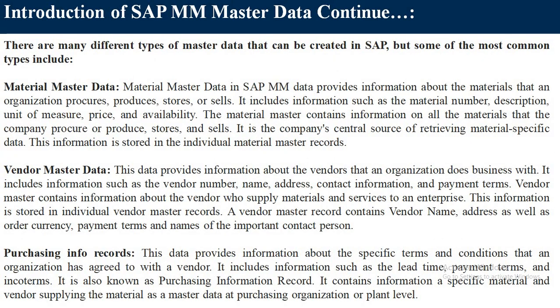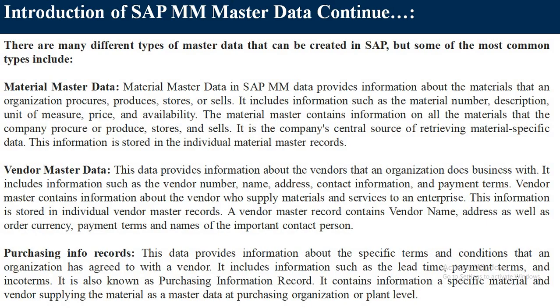What is material master? Material master data in SAP MM provides information about the material that an organization procures, produces, stores, or sells. It includes information such as material number, description, unit of measurement, price, and availability. The material master contains information on the material that the company procures, produces, stores, and sells. It is the company's central resource for retrieving material-specific data. This information is stored in an individual material master record.